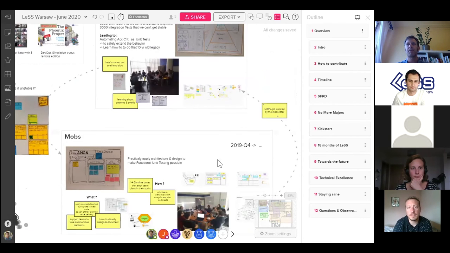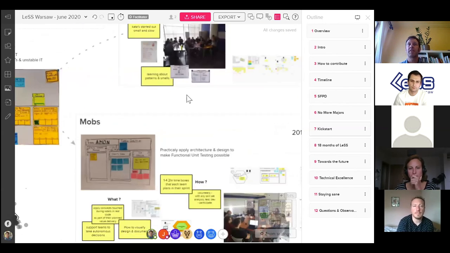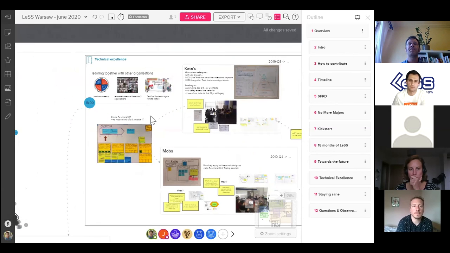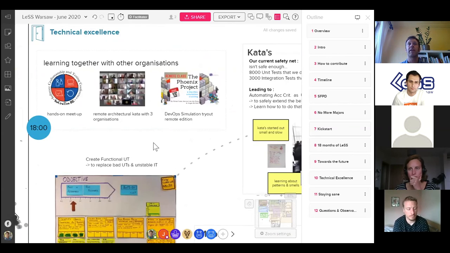At one of the mobs following those katas, someone said, but actually we can also have race conditions in our case. Oh yes. So we started realizing, and these things feed each other. We learn in the katas, we apply them in the mobs, we learn again in the katas, and it feeds each other. We're not only learning from ourselves or from coaches like me. We also reach out and connect to other organizations to learn together.